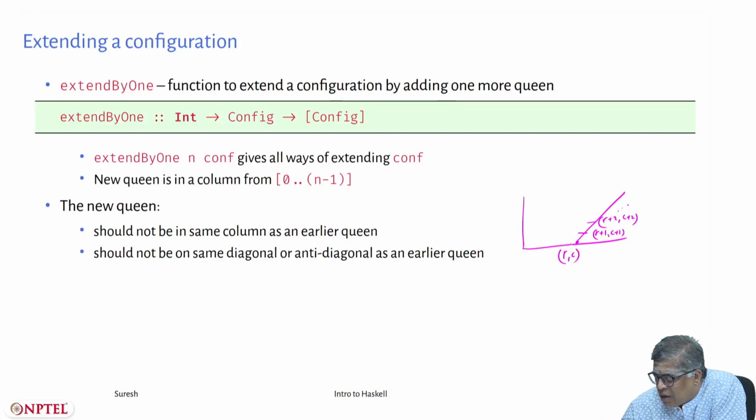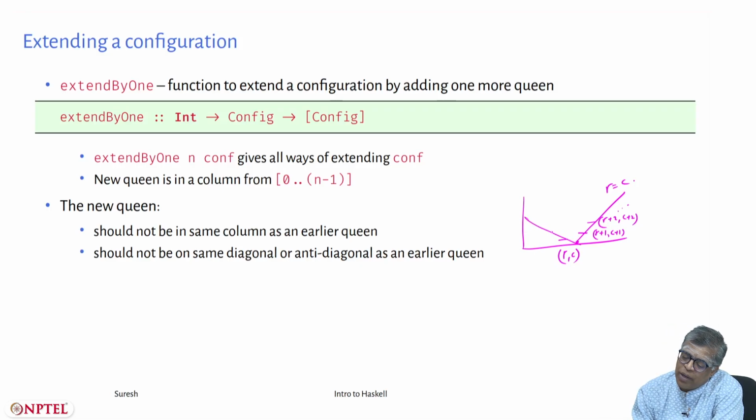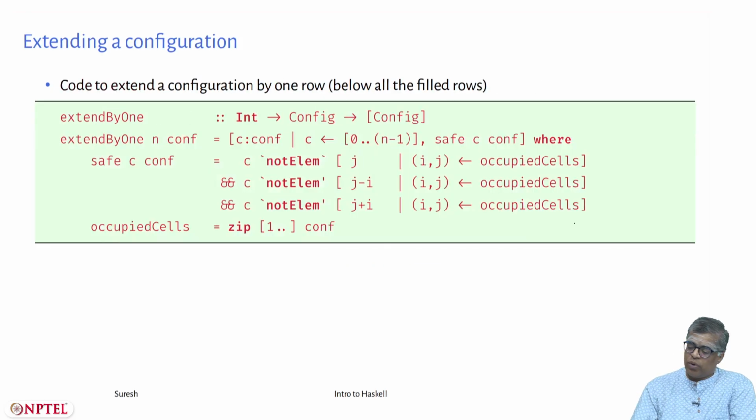So, remember, if you recall from your high school the definition of slope, the slope of this is r equals c, and for this the next thing will be r plus 1, c minus 1, r plus 2, c minus 2, etc. So here the line will be x equal to y, and here it will be x plus y equals r plus c. That is the thing, because the sum stays constant. So, that is all you need to check.